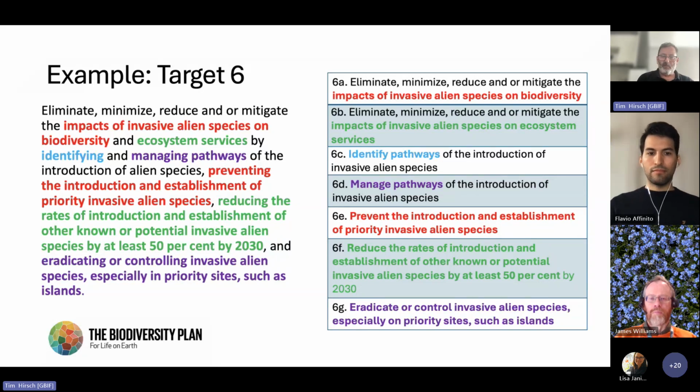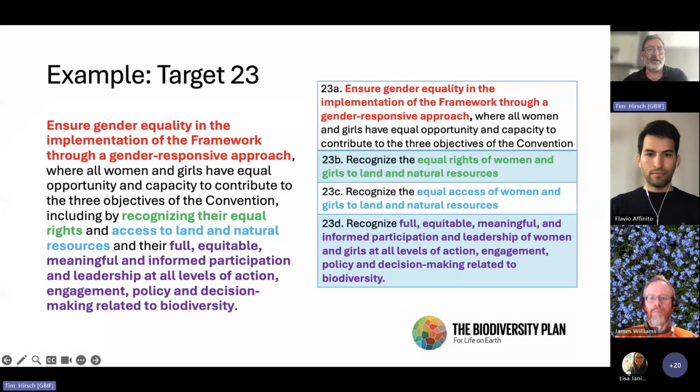Prevent the introduction and establishment of priority invasive alien species. That's a distinct element. And then the quantitative part of the target, reducing the rates of introduction and establishment of other known or potential invasive alien species by at least 50% by 2030. And then finally, the eradication and control of invasive alien species, especially on priority sites, such as islands, but as a separate element. So again, just by deconstructing the phrasing of that target, we end up in this case with 7 elements. And there's one more example before I close.